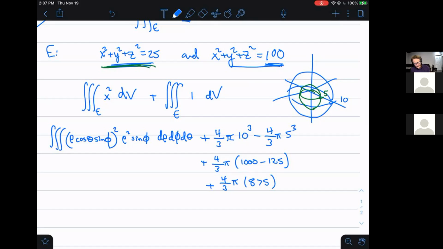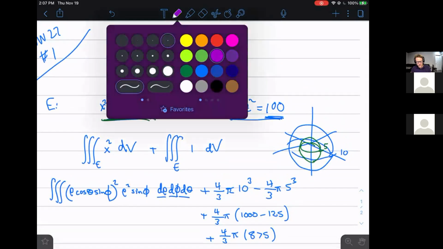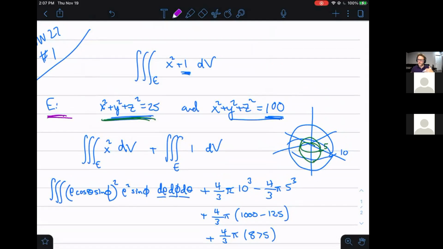Once we've specified what order of integration we're going to do, rho first, then phi, and then theta, we can also set up our bounds. So if we go back up to the bounds, this specifies what region we are integrating over. We can see that this is going to be rho equal to 5. We already said this is a sphere of radius 5, so rho equals 5. And this is going to be rho equal to 10.